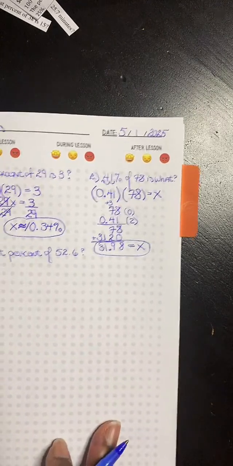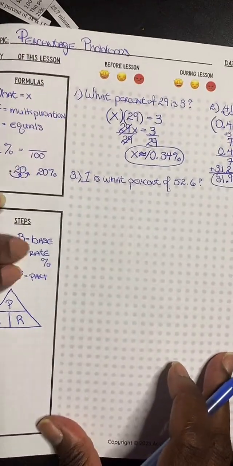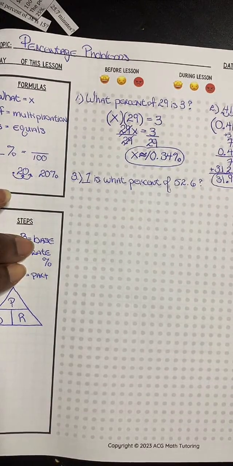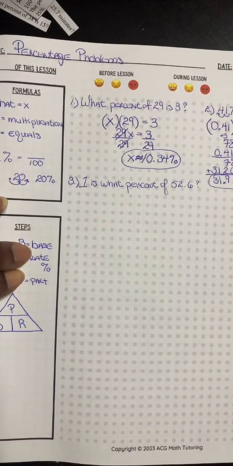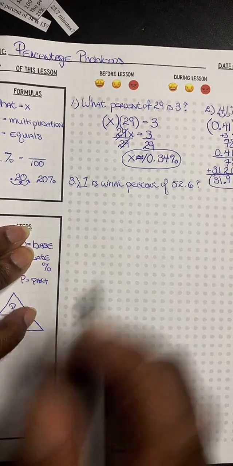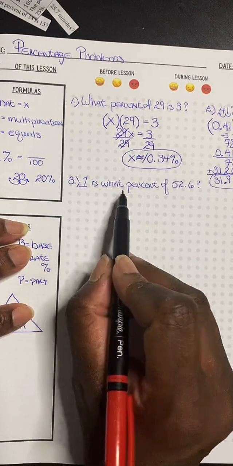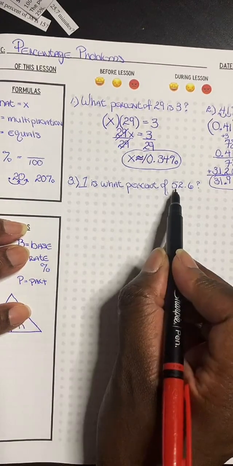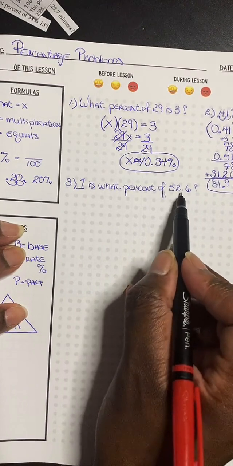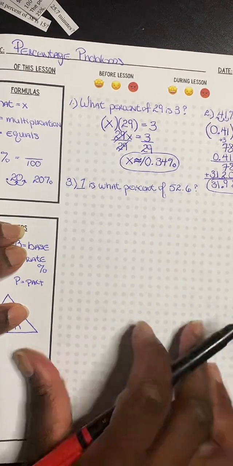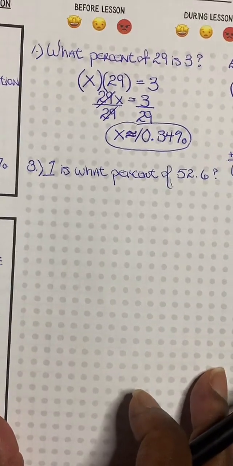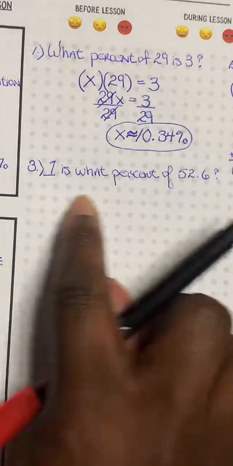Okay, now I didn't know how much space I was going to need, but trust me, I got more problems. Okay, so 1 is what percent of 52.6? This time it's already as a decimal. Okay, we already got it down as a decimal. But let's set it up.